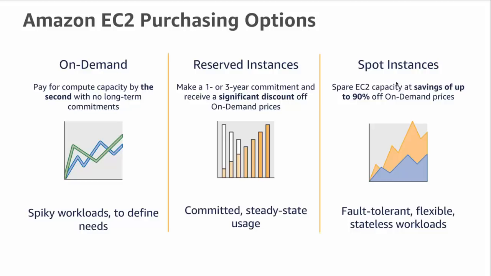Reserved instances are great for committed steady state usage. The third purchasing option, on the right, is what we call Spot instances, where we give you access to our spare capacity with the ability to achieve savings of up to 90% off of the on-demand prices. Spot instances are great for all kinds of workloads. Fault-tolerant, flexible, stateless workloads are by far the best fits, and we'll talk about how Spot instances are a natural fit for batch workloads.